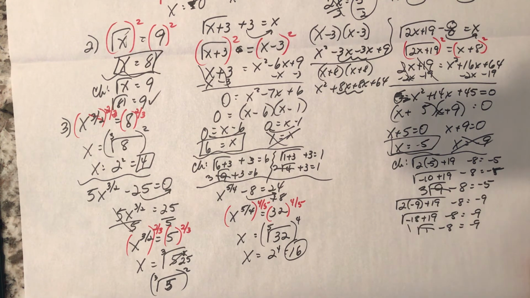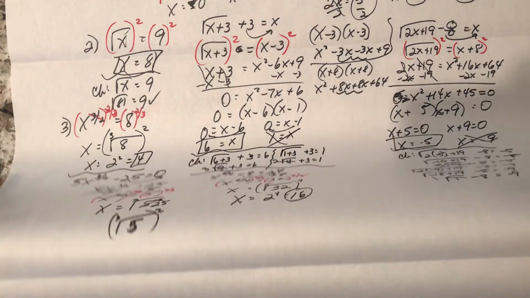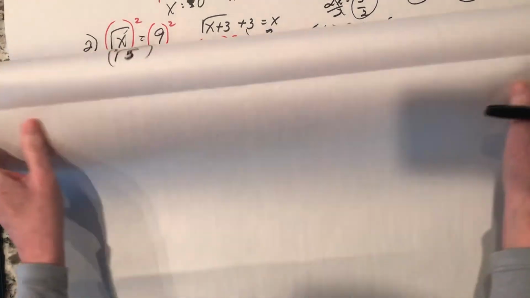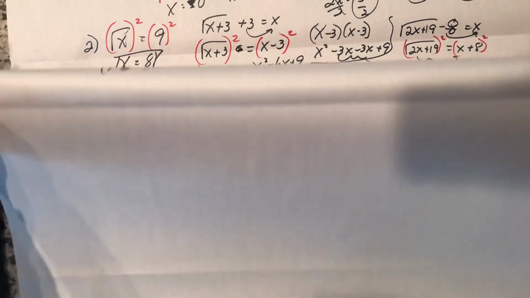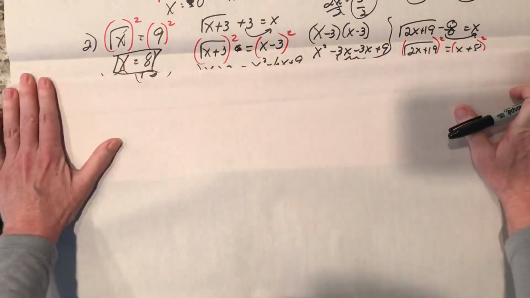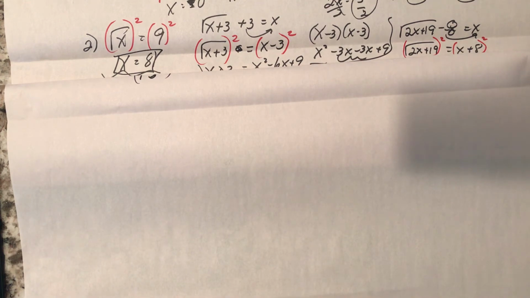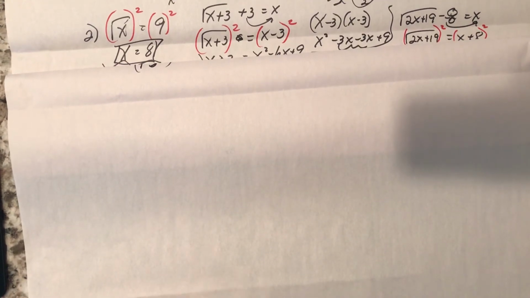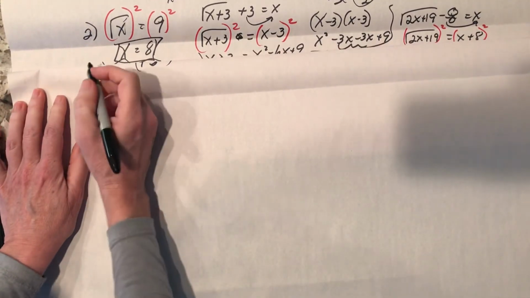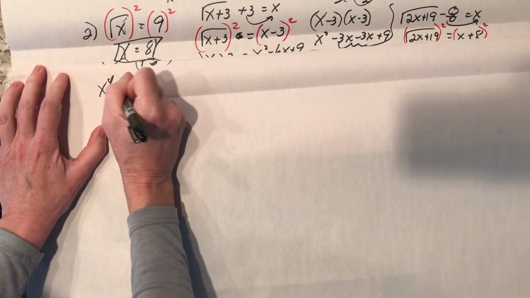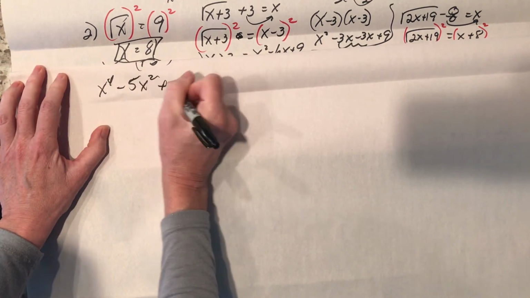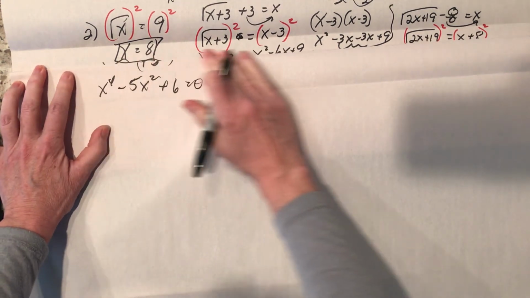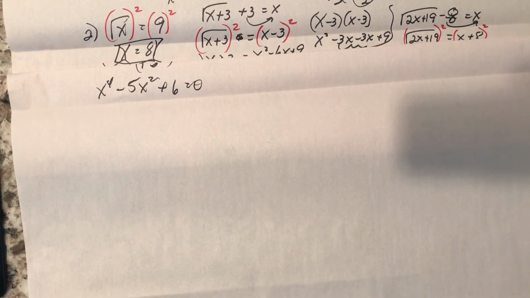Okay, let's look on the back of this page, and look at the last type. We've got 2 types here. Let's look at x to the 4th minus 5x squared plus 6 equals 0.